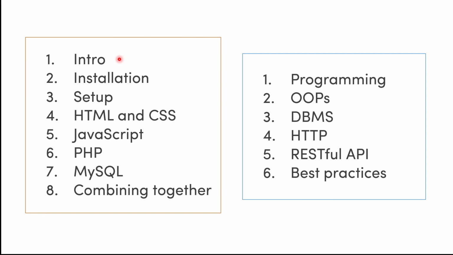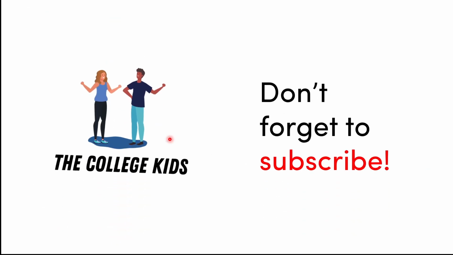So overall, the first thing that we have done already is the intro part. The second and third videos are going to be about installing VS Code and XAMPP on your machine. After that, we'll be talking about how to set up this project. Then we'll be talking about HTML, CSS, then JavaScript, followed by PHP, followed by MySQL. Once all these are done, we will combine these concepts together and see our project come to life. So that is it for this video, guys.